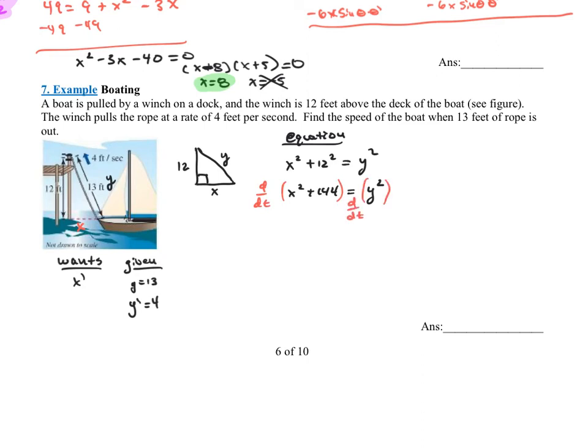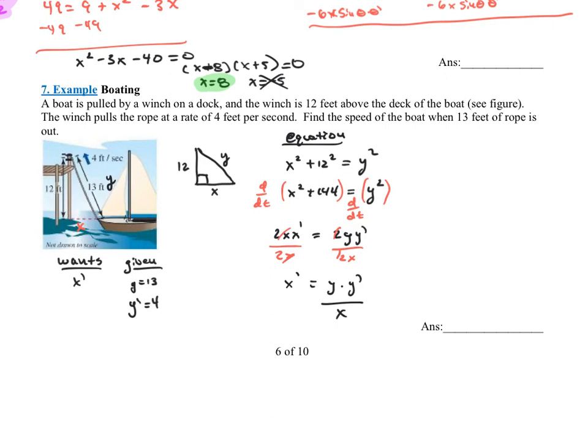And when we do that, what's the derivative of x squared? Remember, it's implicit differentiation, so that's 2x, x prime. The derivative of 144 is just 0. What's the derivative of y squared? Well, that would be 2y, y prime. Again, we're trying to solve for x prime, so why don't we go ahead and divide both sides by 2x. When we do that, we can see the 2's simplify on the right-hand side, and we'd have x prime equals y times y prime all over x.